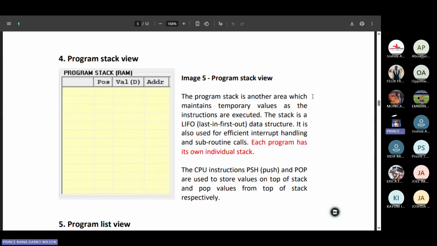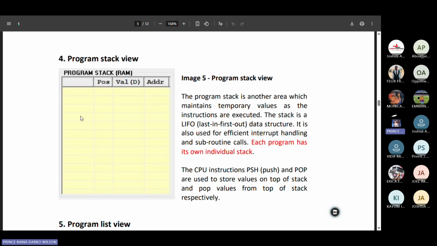And then we have the program stack view. The program stack is another area which contains temporary values as instructions are executed. And this is one of the very terms that Solomon mentioned. He says the stack is a LIFO, last in, first out data structure. It is also used for efficient interrupt handling and subroutine calls. Each program has its own individual stack. So you can view it as this region right here. If we start stacking data into it, the first data will drop all the way to the bottom.